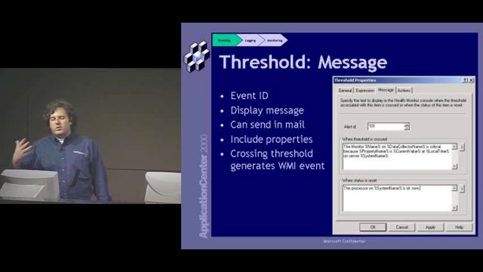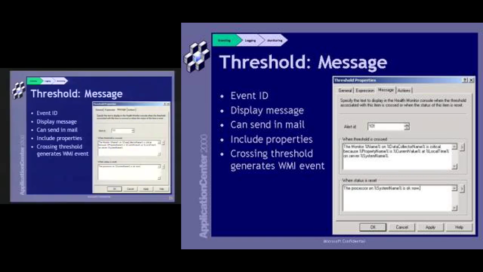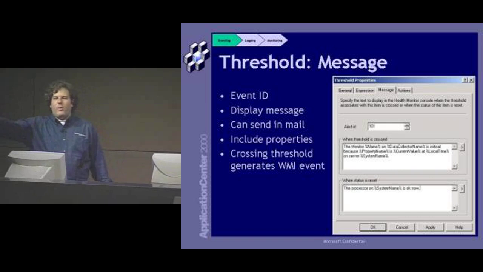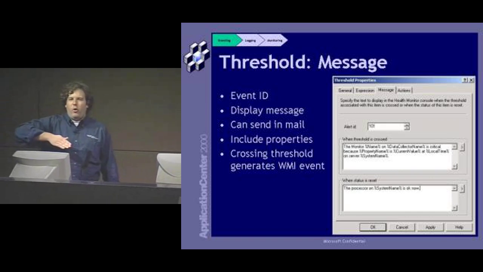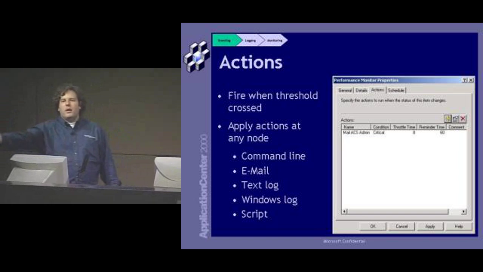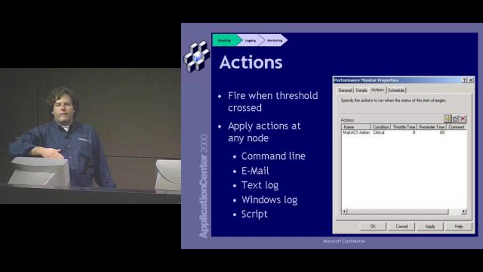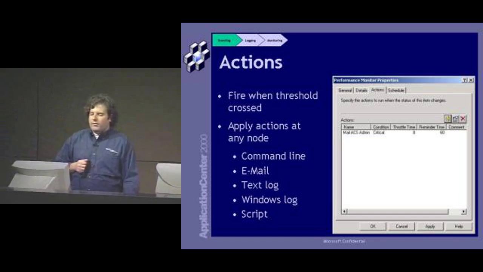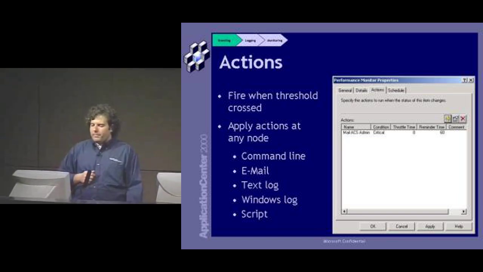And these messages are fired whenever the threshold crosses, or whenever the value that you're thresholding against crosses. A WMI event is fired when the threshold is crossed, either going up or coming back down. So if CPU is over 90% for 2 minutes, the rule goes to critical. If it goes back to 50%, the rule will reset back to normal.